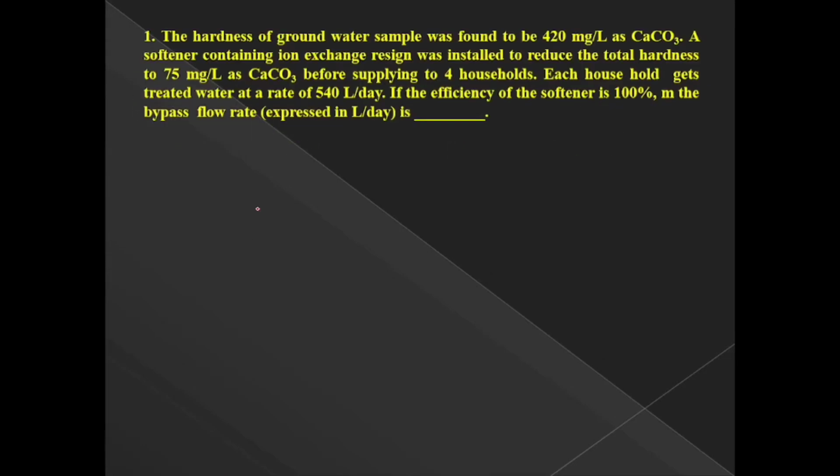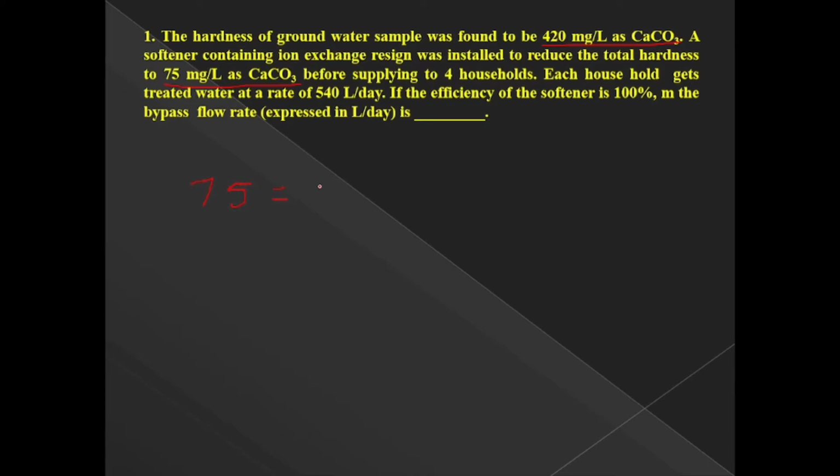The hardness is 420 milligram per liter as calcium carbonate. A softener containing an ion exchange resin was installed to reduce the total hardness to 75 milligram per liter as calcium carbonate. So, my dear students, our effluent concentration is 75 milligram per liter. That should be equal to (Q1S1 + Q2S2) divided by (Q1 + Q2). But here, as we know, S2 is assumed to be 0.